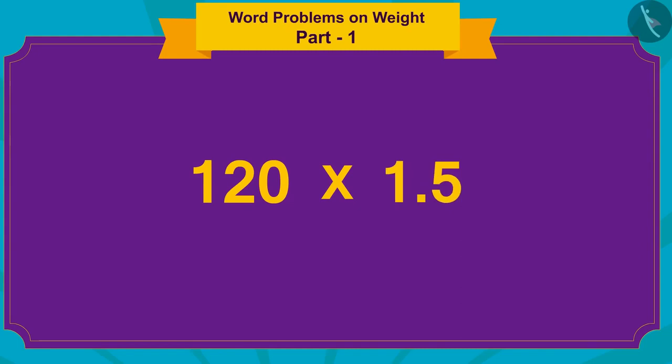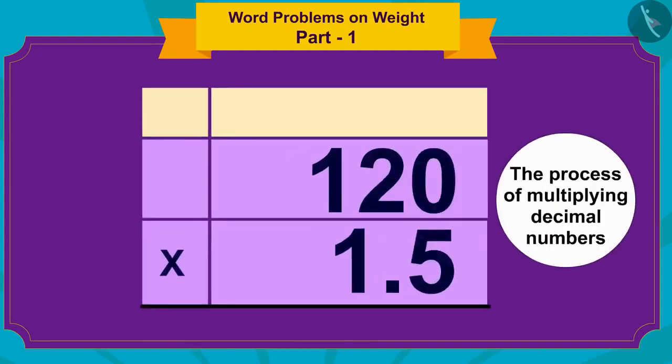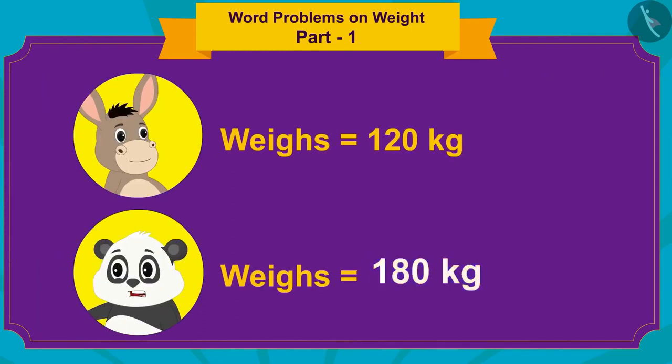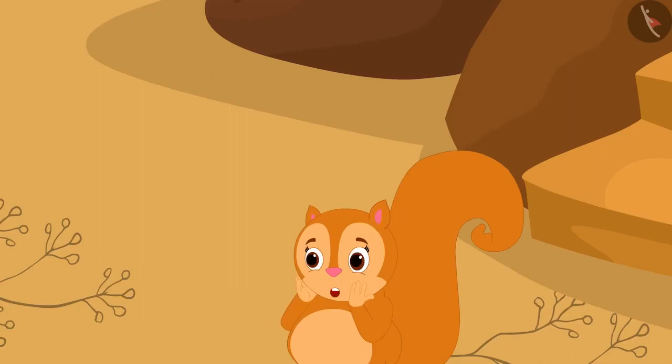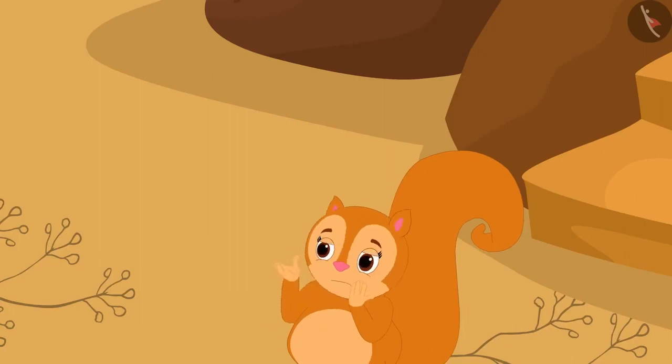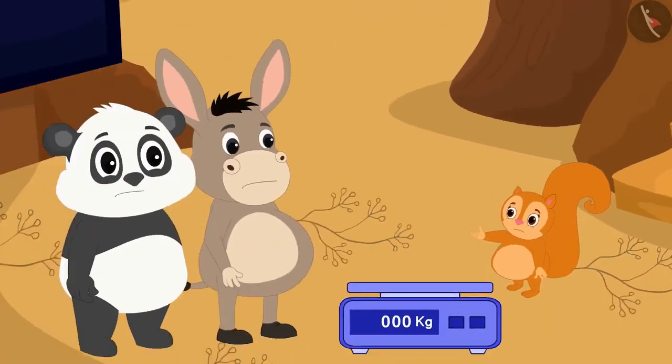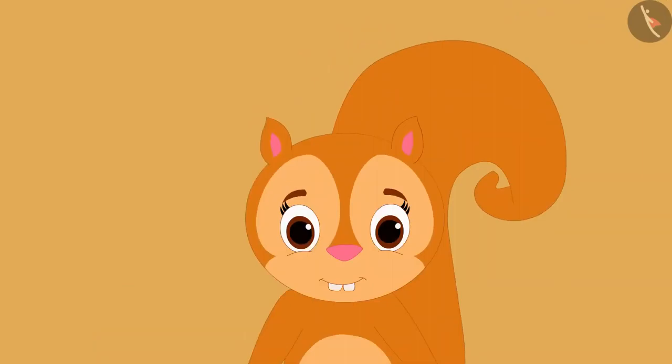Children, do you remember the process of multiplying decimal numbers that we learned? Let us do this multiplication quickly. Golu weighs 180 kilograms. 180 kilograms? I will faint. Let me quickly measure my weight. Chanda said to Golu and Bhola and stood on the weighing scale.